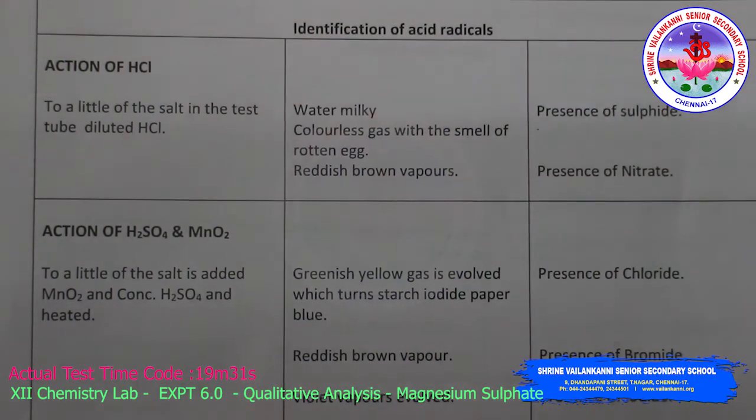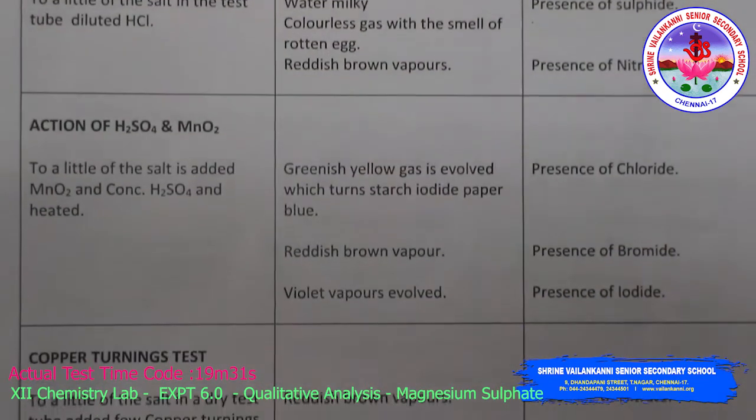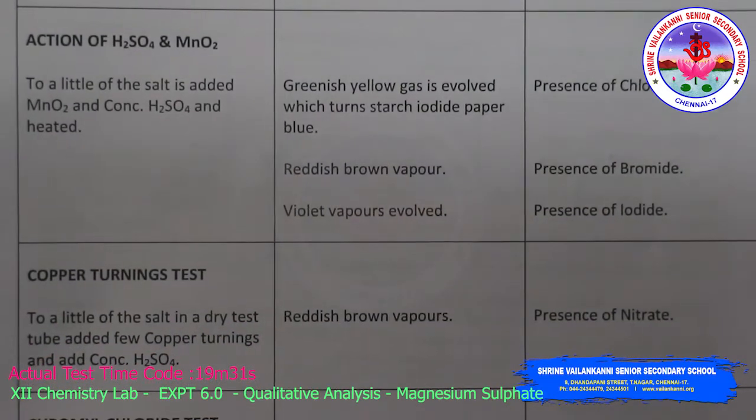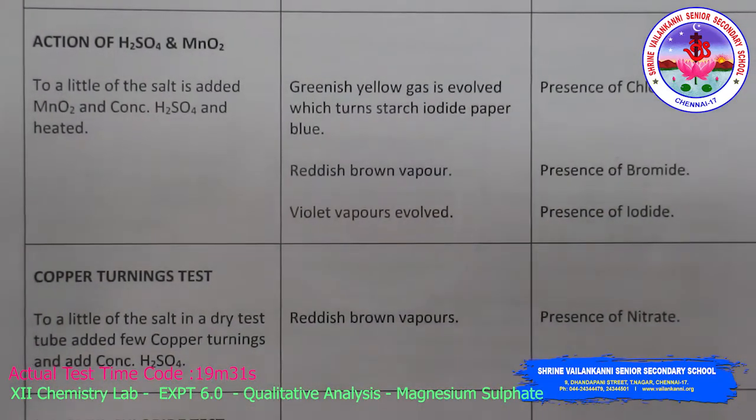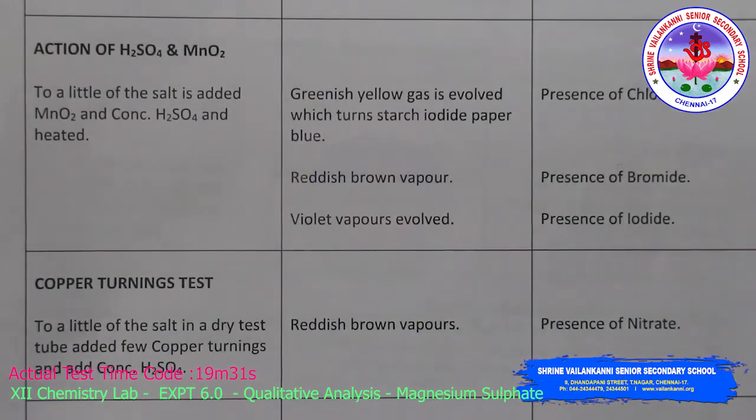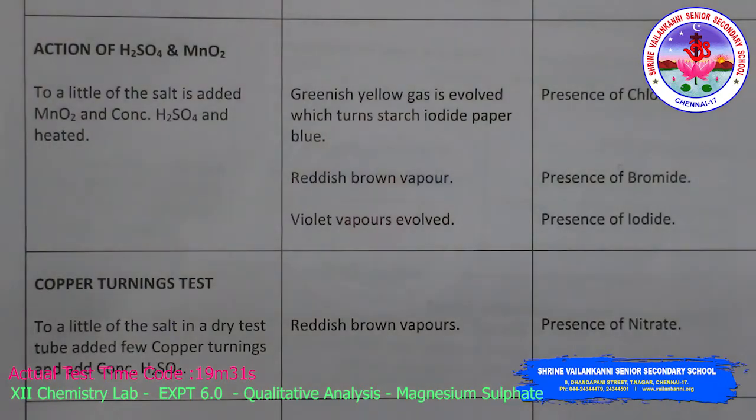Then the action of manganese dioxide and sulfuric acid test. Salt is taken and manganese dioxide and concentrated H2SO4 is added and heated. If a greenish yellow gas is evolved which turns starch iodide paper blue, it indicates the presence of chloride. Reddish brown vapors indicate the presence of bromide. Violet vapors evolved mean the presence of iodide.